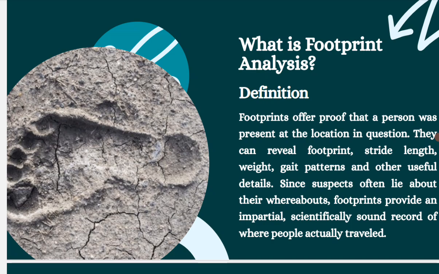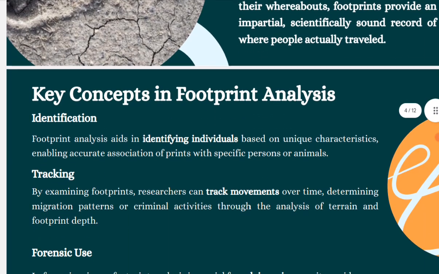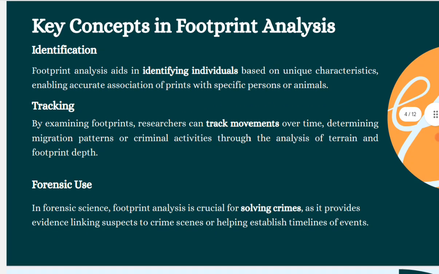So, as simple as that, a suspect may not always speak the truth about their location. We can examine the footprint analysis as who was present and how the person actually moved at the crime scene. Key concepts in forensic footprint analysis.